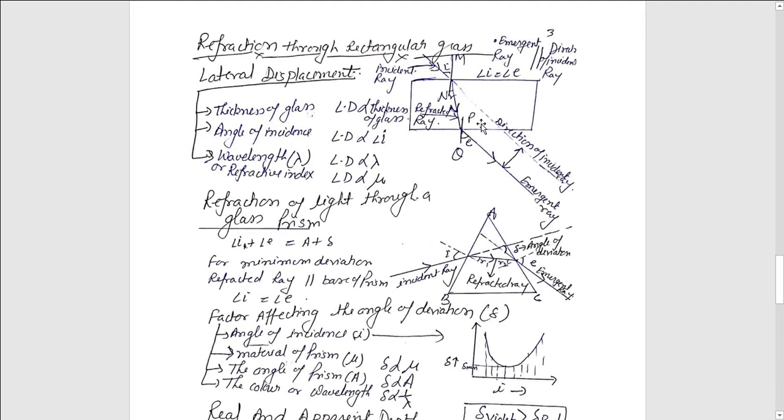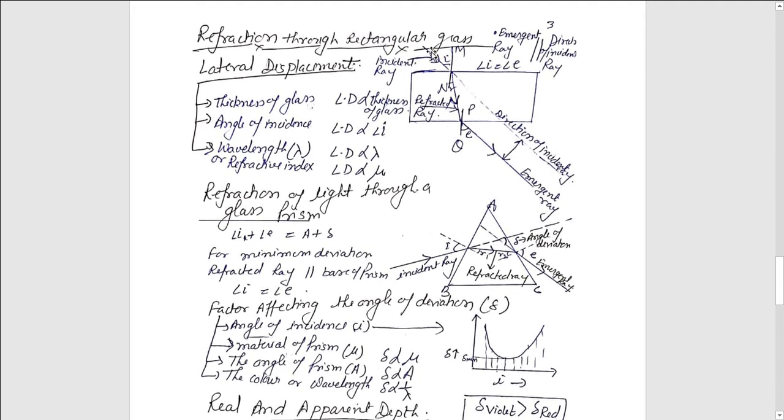Now refraction through a rectangular glass slab. Now here two diagrams are given, and this is a very important question. Here you are, in the exam, asked to complete the ray diagram. When you are asked to complete the ray diagram anytime, anywhere, you are supposed to label each and everything.